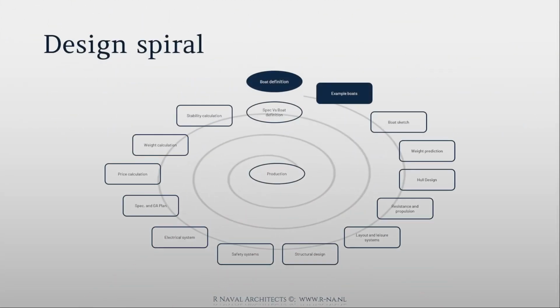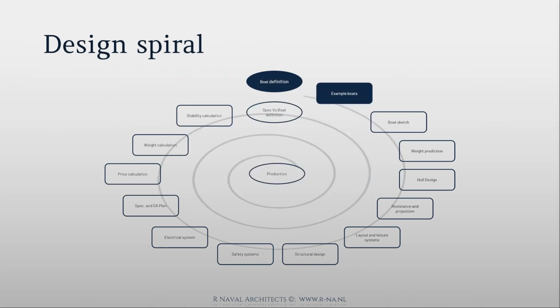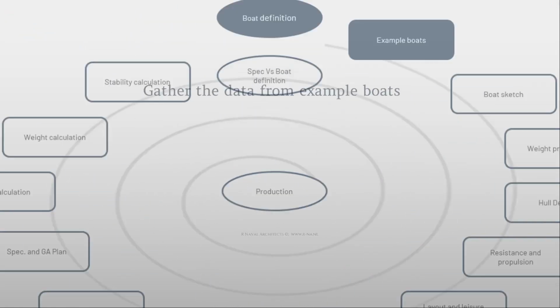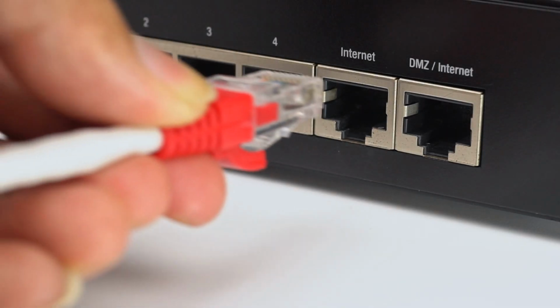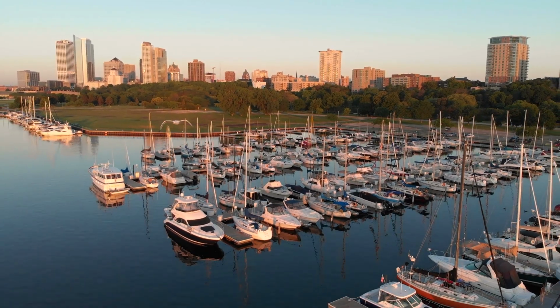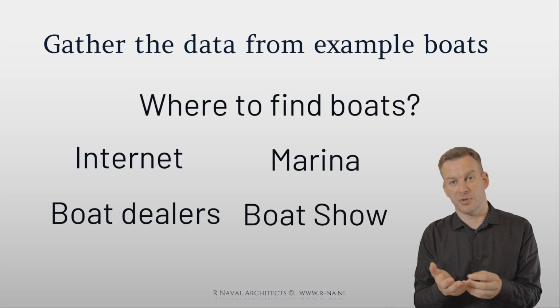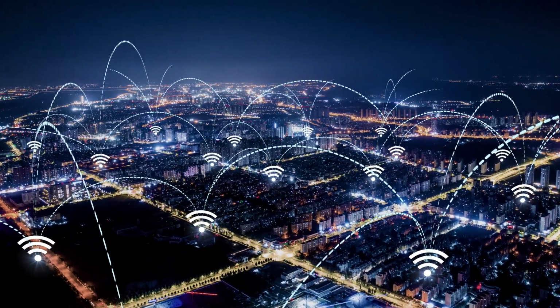The first step of aiming is to find the boats that are partially or completely matching our boat definition. Where to find them? Well, internet, brokers, local marinas, exhibitions, plenty of opportunities. I will work on internet-based data, but I encourage you to go around and search for yourself.